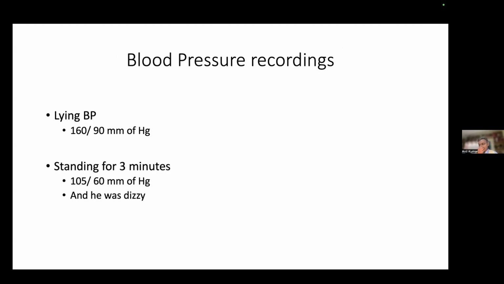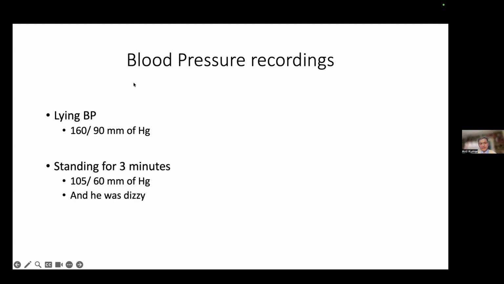Now the second part is the patient is coming with a fall, and the nurse comes to you and says that the lying blood pressure was 160 by 90, and the standing, at 3 minutes, was 105 by 60, and he was dizzy. So what do you think? What is happening? Any shouts? Can anyone write down there? Yeah, you agree this is a postural drop, isn't it?